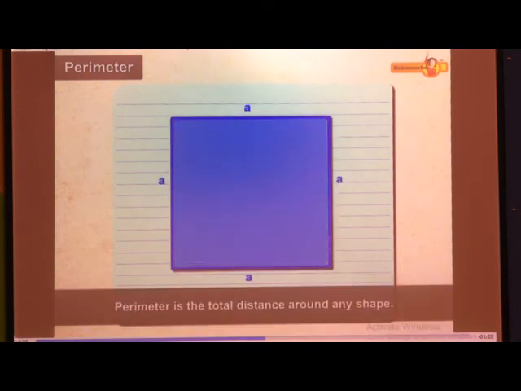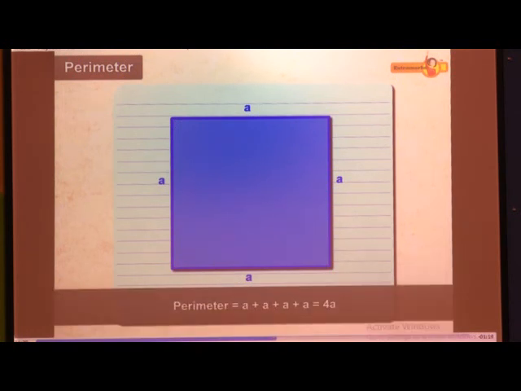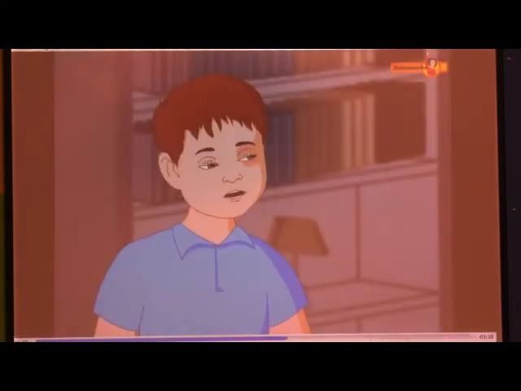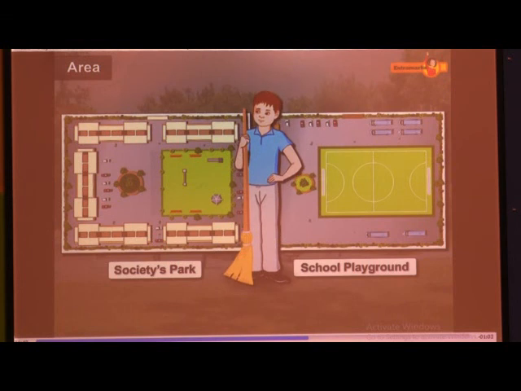Perimeter is the total distance around any shape. You can calculate it by adding all the lengths around the shape. Ooh, so that's perimeter. What about area? Okay, let me tell you. Suppose if a task to clean either our society's park or your school playground is given to you, which one will you choose to clean?